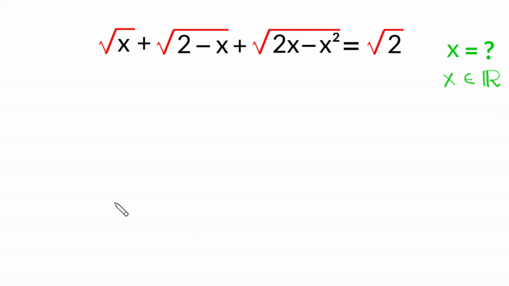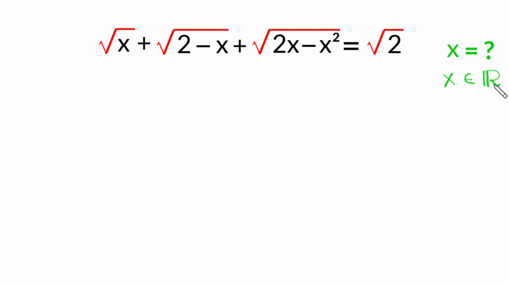Hello everyone, welcome to how to solve this very nice radical equation: root x plus root 2 minus x plus root 2x minus x squared equal to root 2. Our job is to find all possible values of x such that x is a real number.